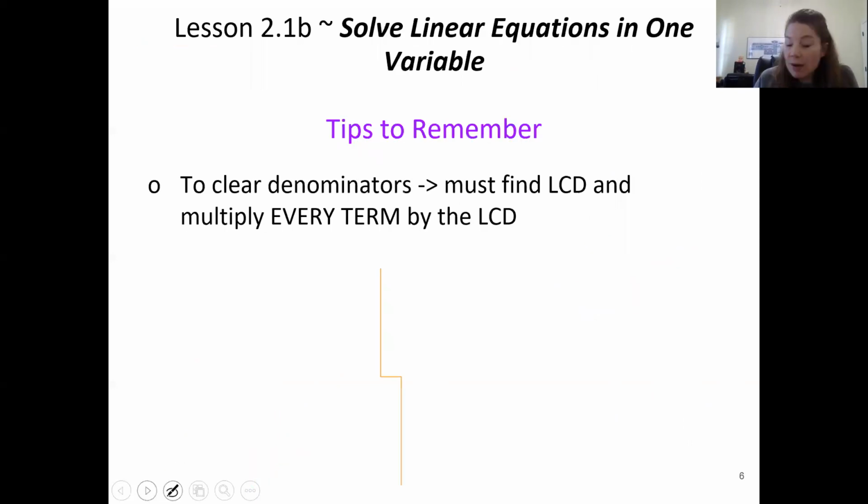All right, so that was the first section, 2.1a, and you'll find the HOTS examples are very similar to those. All right. Now we're moving on to 2.1b. So we are solving linear equations with one variable with rational expressions. So rational expressions, pretty much we're talking about fractions, right?